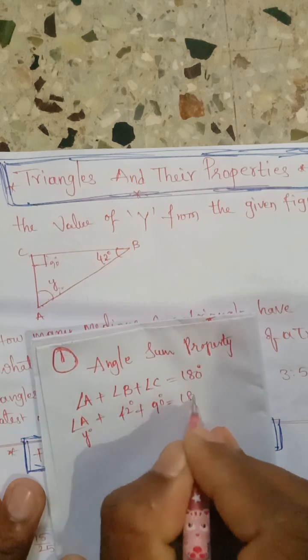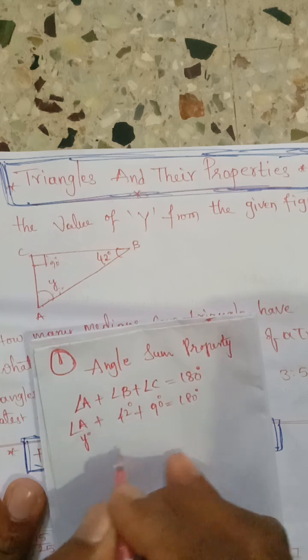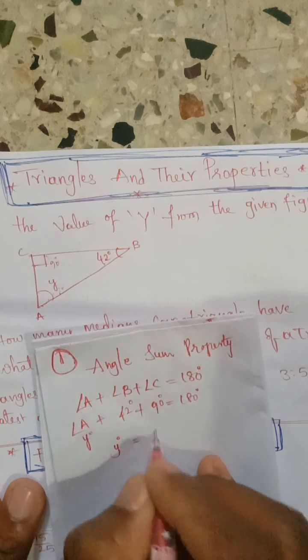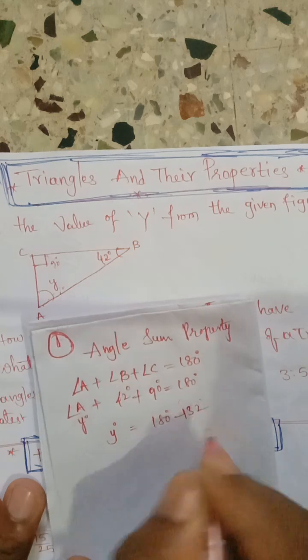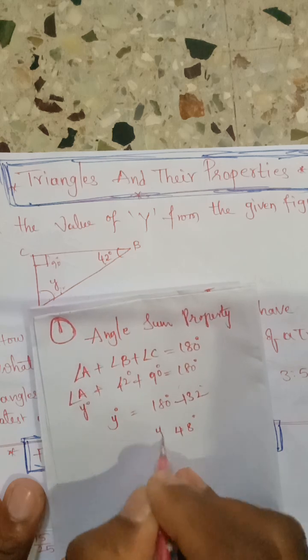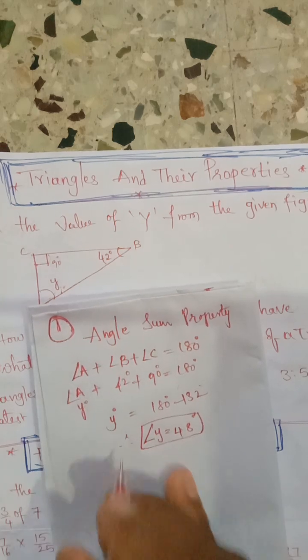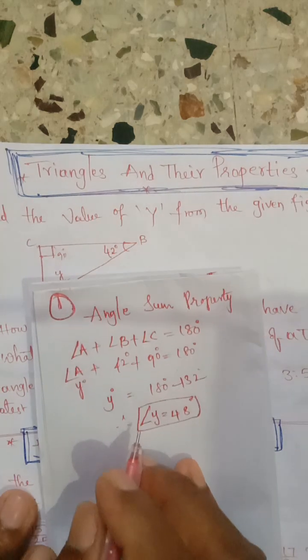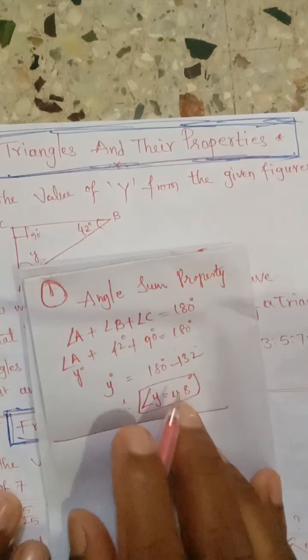So 90 plus 42 is 132, and y degrees equals 180 minus 132. So angle y equals 48 degrees. Question number 1 is completed.